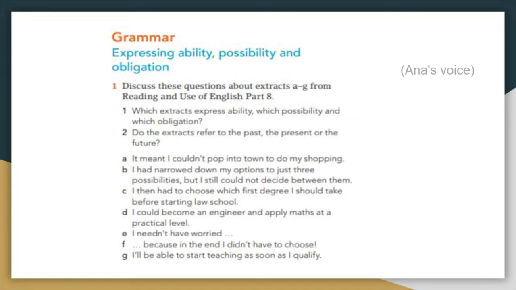So now we're going to review a little bit about grammar. The first exercise we're going to do is to discuss the following questions about the extracts that we have already seen in the Reading and Use of English part 8. The first question is, which extracts express ability, which possibility, and which obligation? And we're going to discuss which extracts refer to the past, to the present, and to the future.